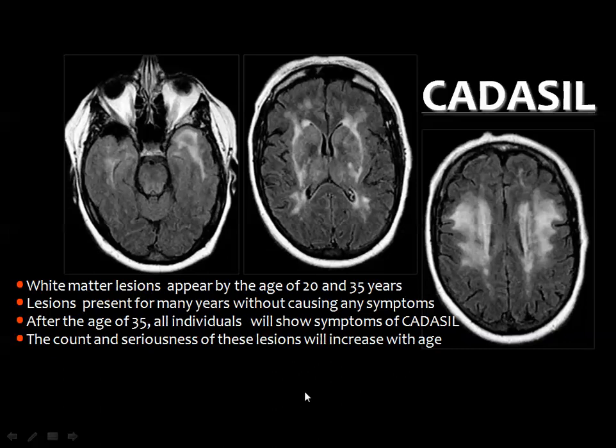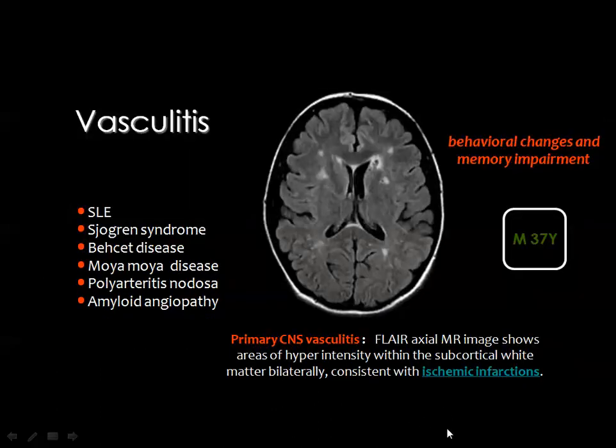Then, in order to predict that you are dealing with a CADASIL, number one, the patient is young. Number two, there are lesions in the temporal lobe, and the genetic assessment will detect the mutated gene.